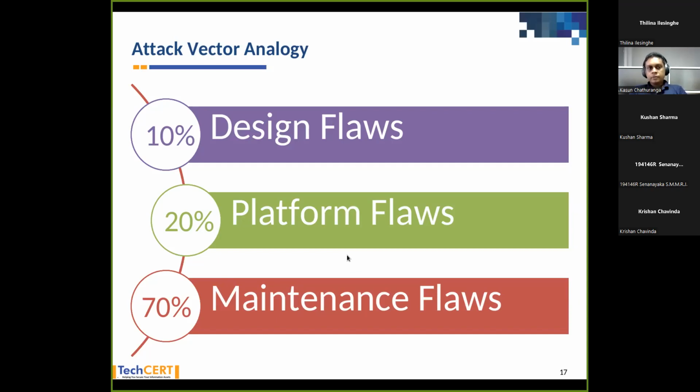Rarely we see platform flaws, since most websites are now built on content management systems, and people rarely code in PHP or something else and put it into the website. The design flaws are tentatively low, but this still exists. So let's get deeper into these matters.